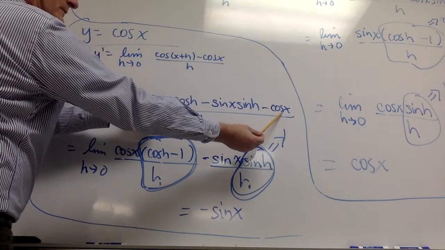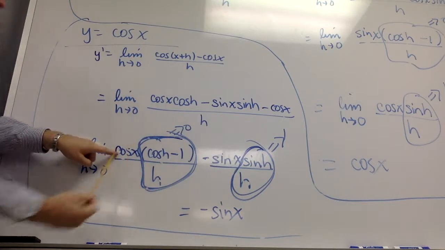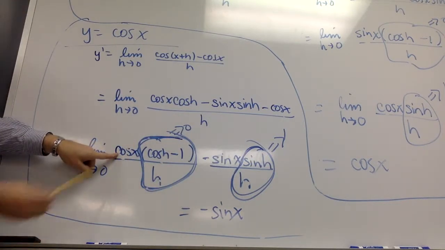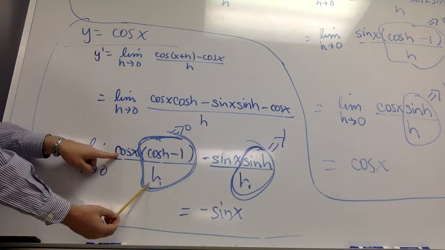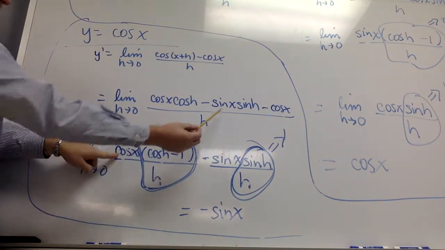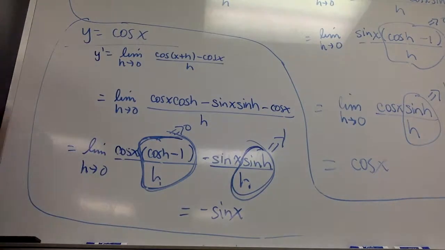I'm going to put these two terms together and factor out a cosine of x. So when I do that, I have cosine of x times the quantity cosine of h minus 1 all over h, minus sine of x times sine of h over h.